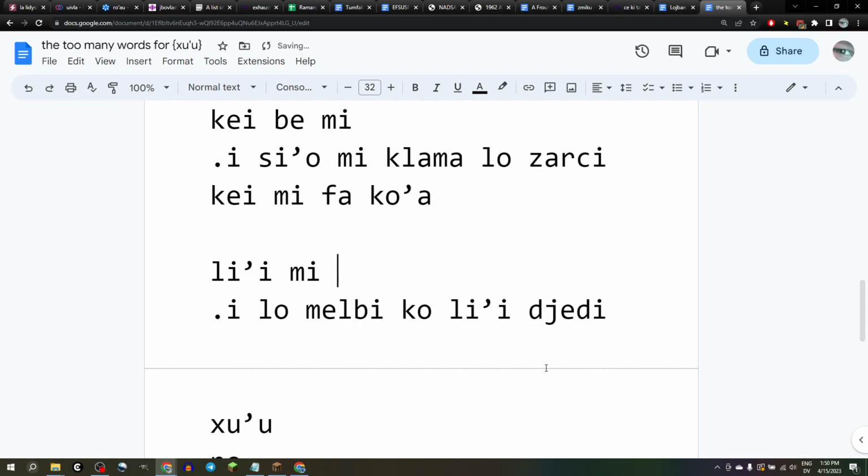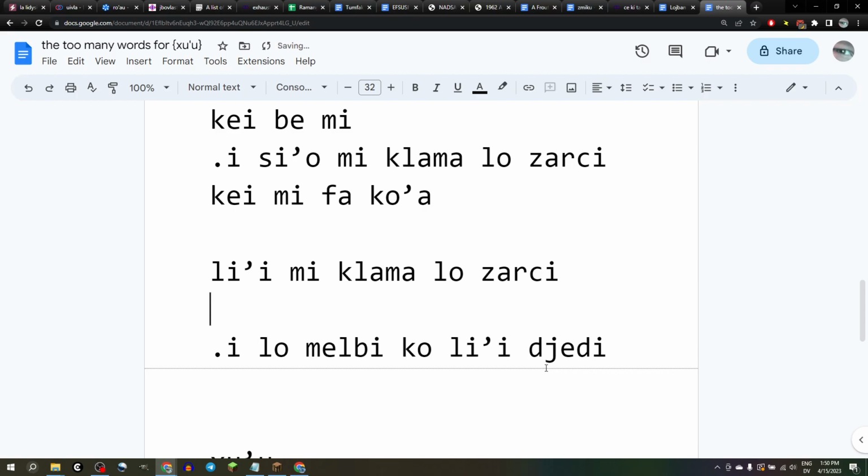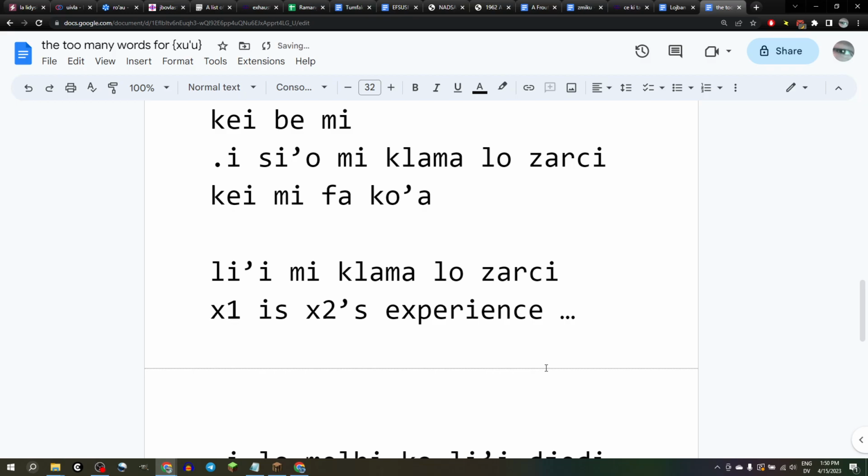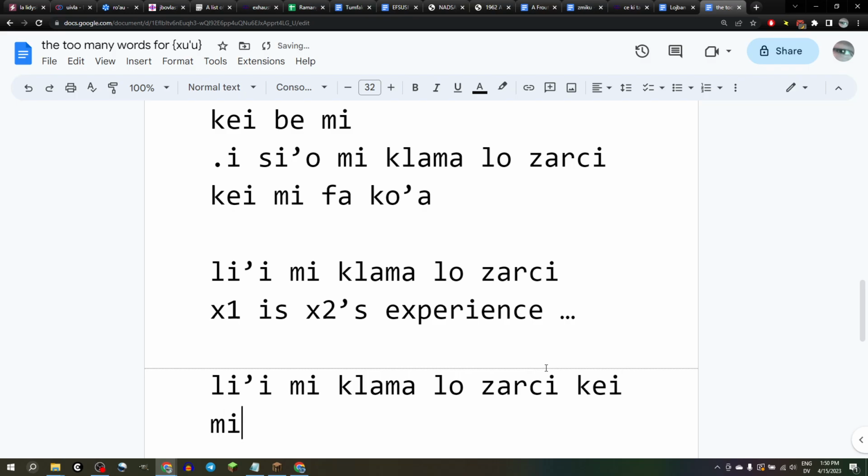So lihi miklama lo zarshi is the experience, x1 is x2's experience. So this would be the experience of going to the market. And so you could make it the main verb in a sentence, lihi klama lo zarshike mi.